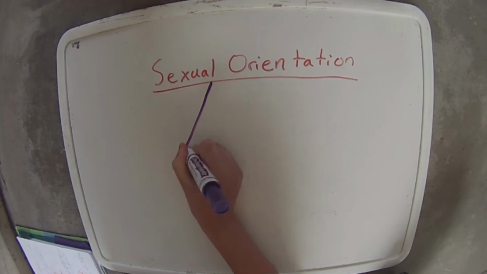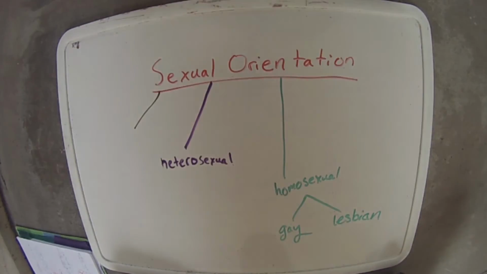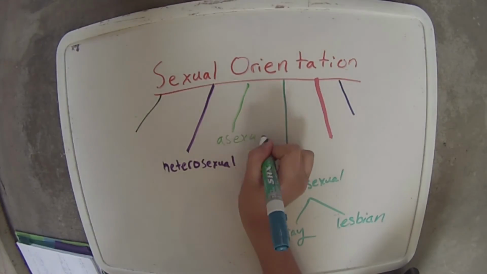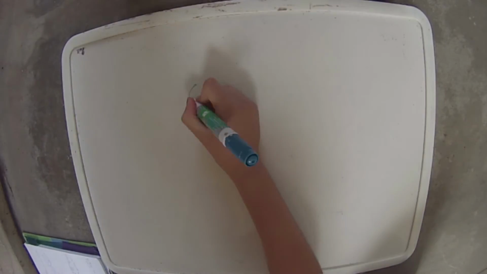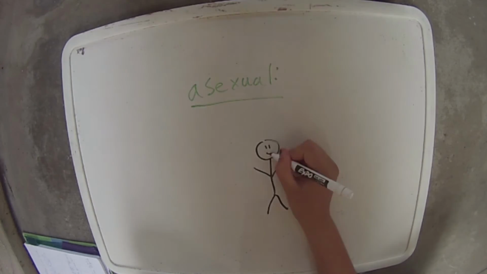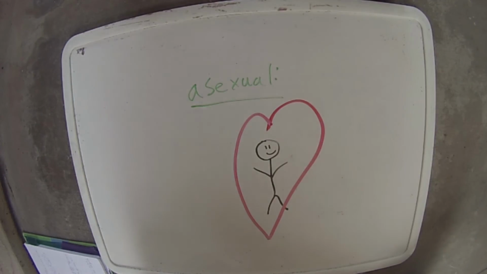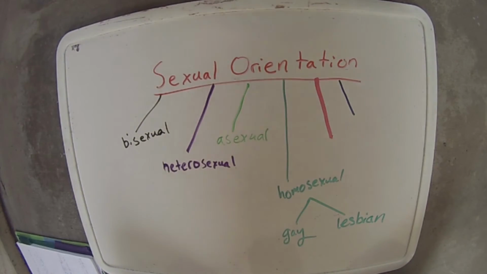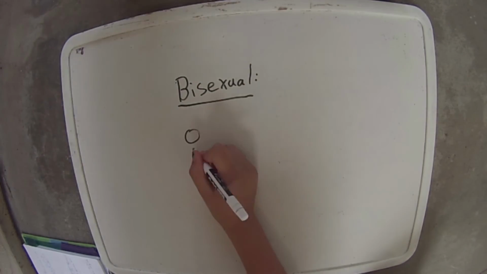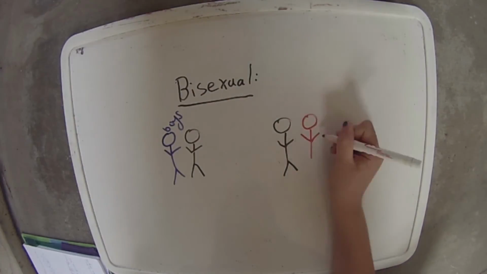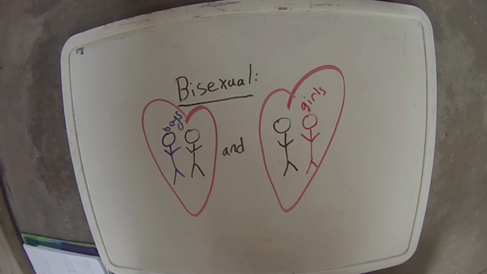There are other types of sexual orientation that are neither heterosexual nor homosexual. Let's start with asexual. Asexual people have no romantic nor sexual attractions to anyone. In other words, they're happily single. Next up is bisexual. People who are bisexual are attracted to two genders. This can be any two genders. For example, they can be attracted to boys and girls, or girls and genderless.